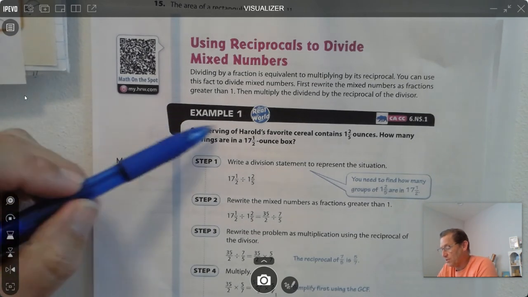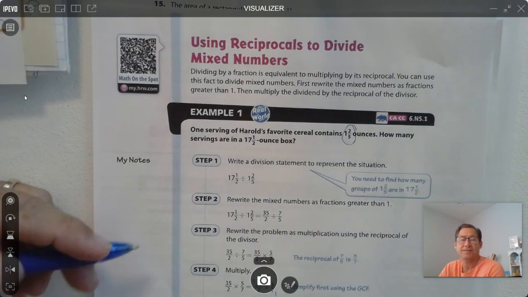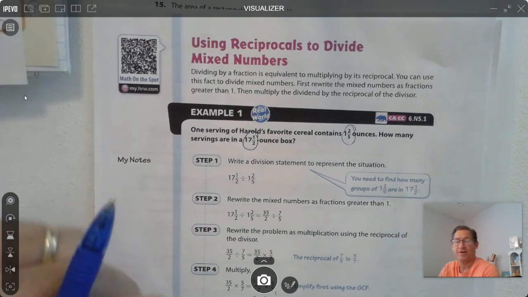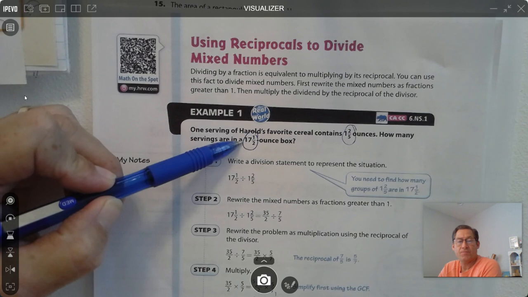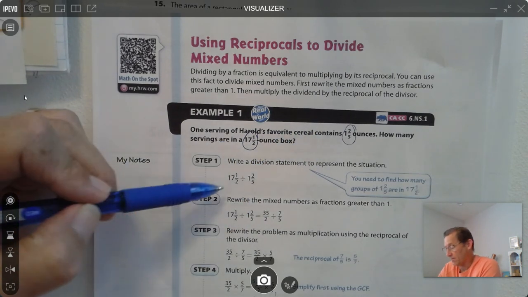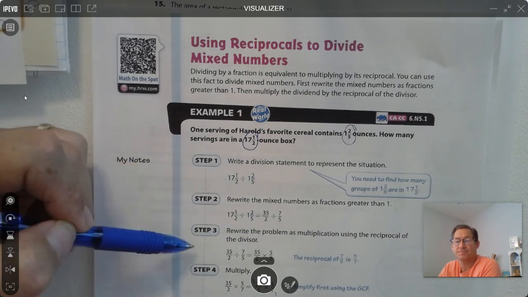One serving of Harold's favorite cereal contains 1 and 2/5 ounces. How many servings are in a 17.5 ounce box? So we're trying to share the 17.5 ounce box by 1 and 2/5 ounce servings. So our division problem would be 17.5 divided by 1 and 2/5.